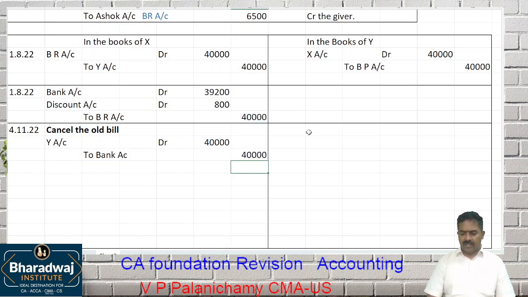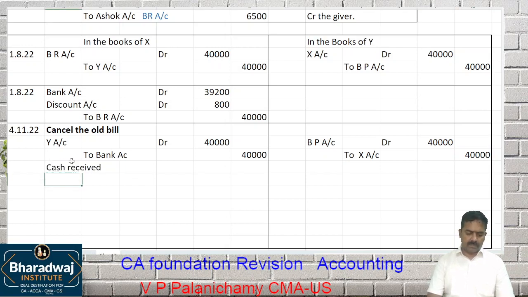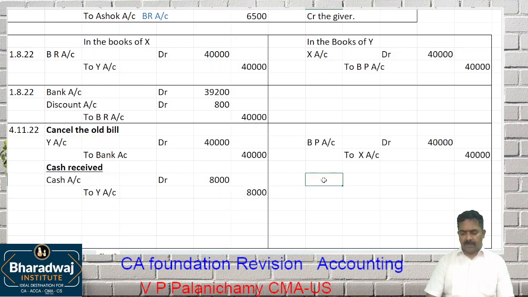First, you cancel the bill. The other party will pass the usual dishonor entry. Bills payable account debtor to which account? X account, 40,000. I hope we are getting some immediate cash payment. What is the cash receipt? Cash account debtor to Y account. We received how much? 8,000. Other party pays money, so X account debtor to cash.